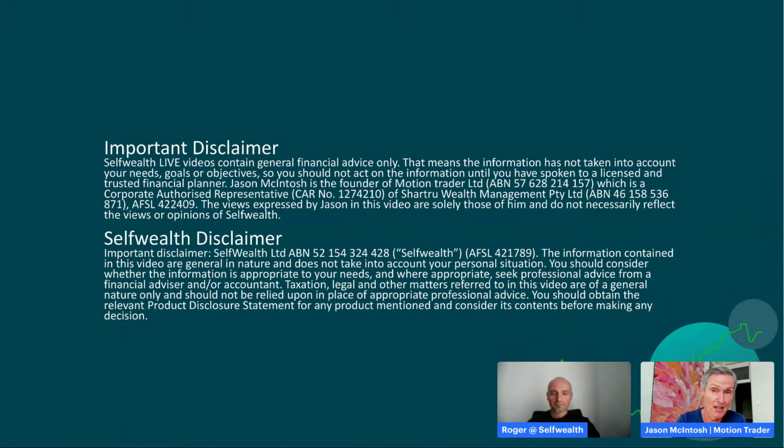Other than that, let's have a look at the disclaimer to start off with. Yes. So everything today is general commentary only, no personal advice. I'll quickly put up our disclaimer that we do each week. I'm also not part of Selfwealth. I'm from Motion Trader, that's my business. You'll see my details at the top, licensing, etc. And below there is Selfwealth, licensing, general commentary, all that sort of stuff as well. So there we go, Rog, all done.